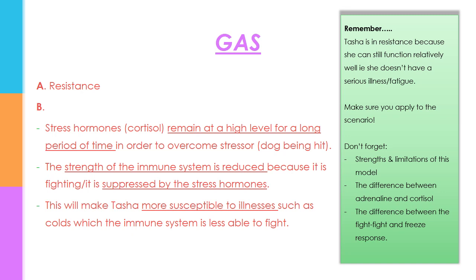Okay, so make sure that you're always applying to the scenario, and don't forget to know the strengths and limitations of this model, the difference between adrenaline and cortisol, and the difference between the fight, flight, and freeze responses. Okay, particularly the fight, flight, and the freeze response, because there is a different interaction between the sympathetic and the parasympathetic nervous system in those two responses.